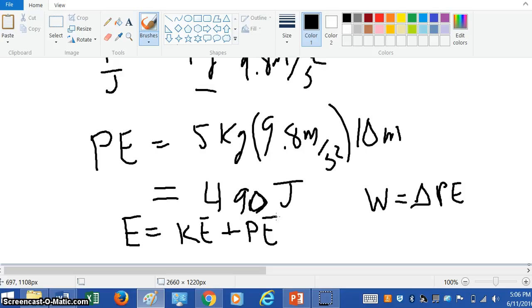And so the change in energy is going to be the change in the kinetic energy. If we had a change in the total energy, there would be a change in kinetic energy and/or a change in potential energy. If the potential energy changes, then the energy changes. If the kinetic energy changes, the energy changes. If both of them change, the energy changes as well.